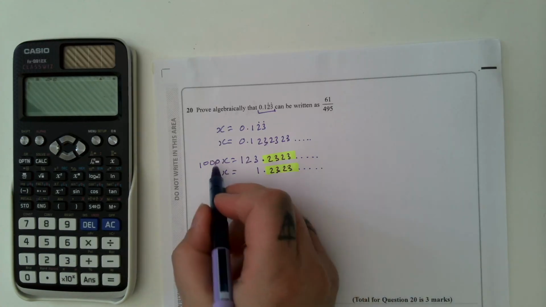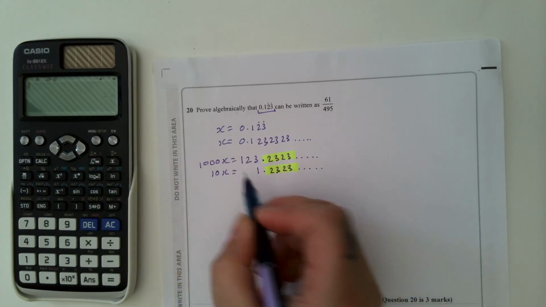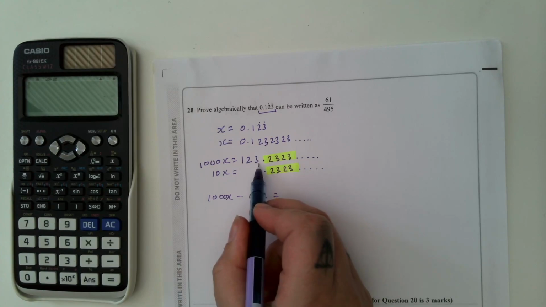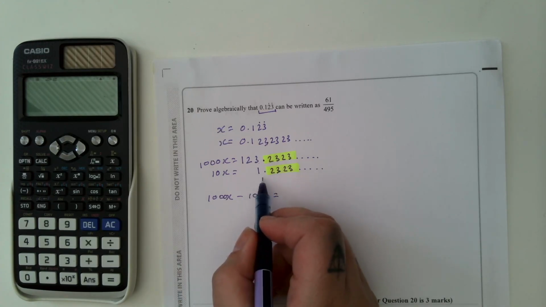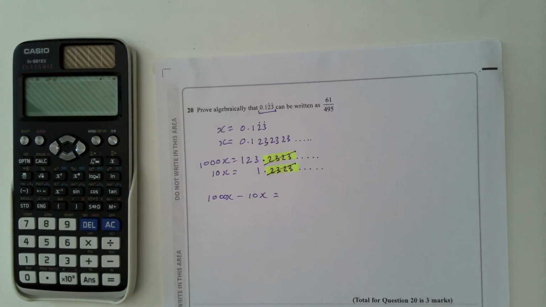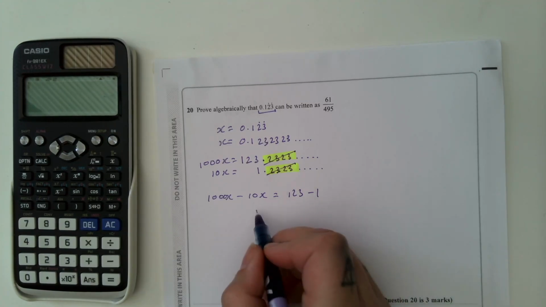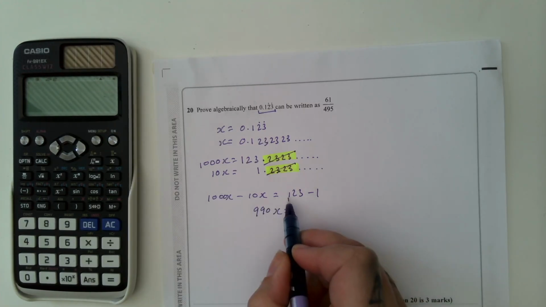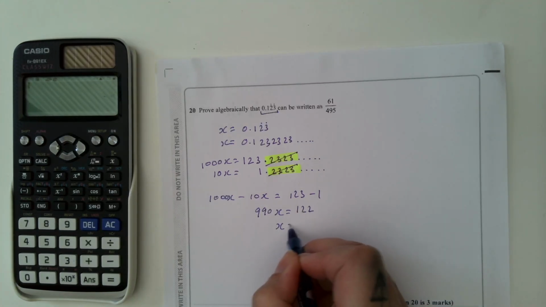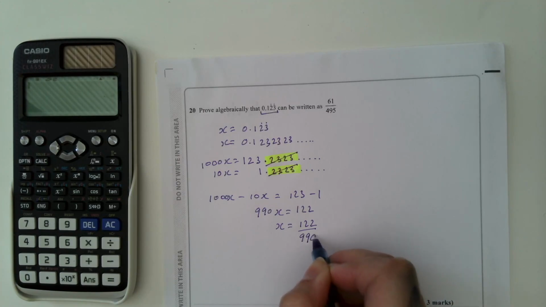So now I'm going to subtract these two versions from each other. So 1000x subtract 10x is equal to 123.2323 subtract 1.232323. Well, when I subtract them, the decimal part's going to cancel out. So I'm doing 123 subtract 1. So 1000x subtract 10x is 990x, and 123 subtract 1 is 122. So x is equal to 122 divided by 990.